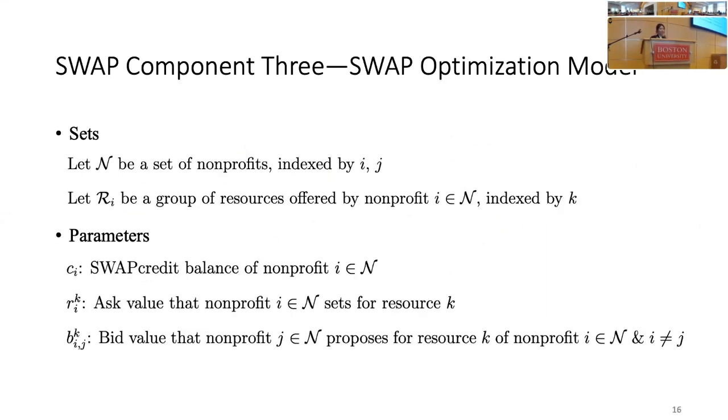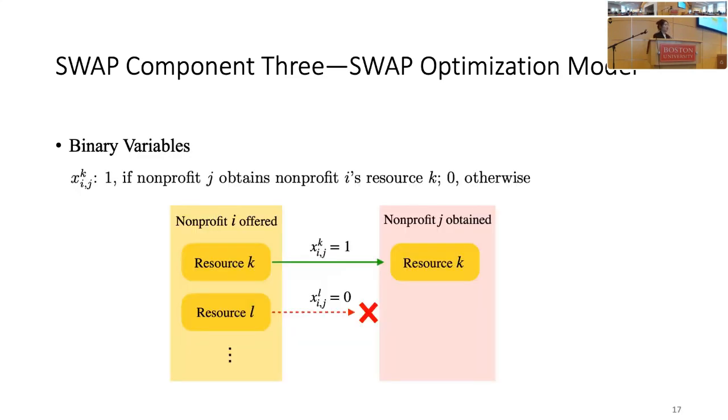Through mathematical optimization notations. Let N be a set of nonprofits indexed by i, j, and R_i be a group of resources offered by nonprofit i. C_i gets the balance of nonprofit i, r_ik the ask value nonprofit i set for the resource k, and b_ikj the bid value nonprofit j proposed for the resource k of nonprofit i. Binary variables x_ikj: one if nonprofit j successfully received the resource k of nonprofit i, 0 otherwise.